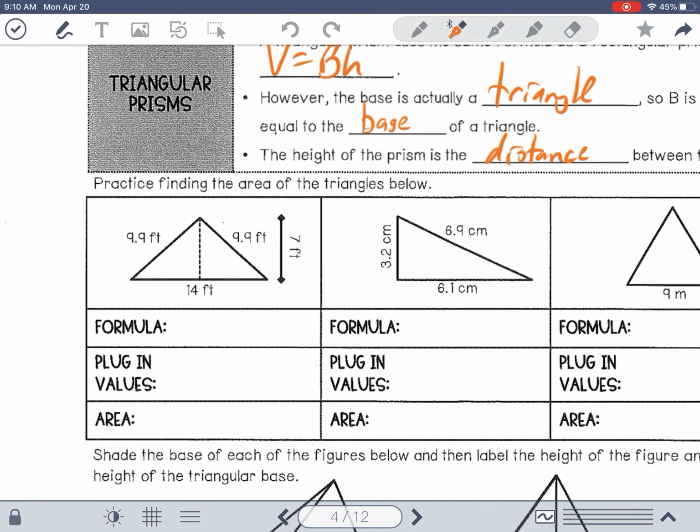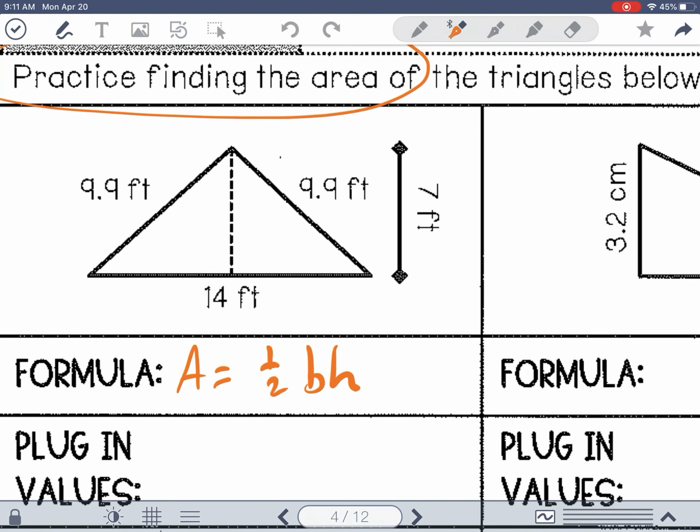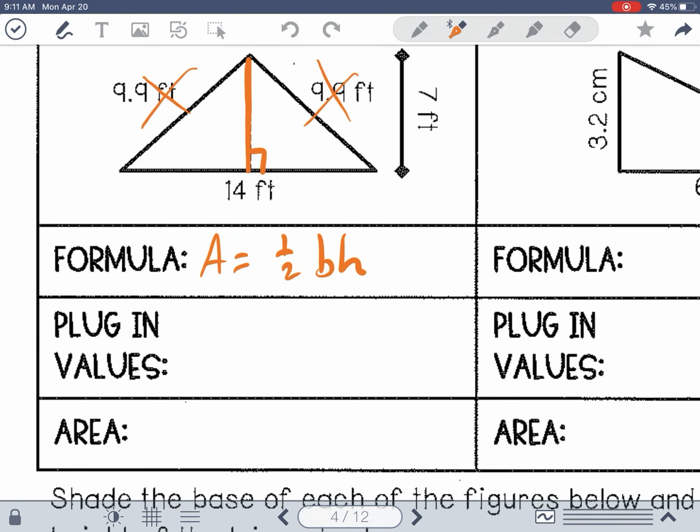So when we're solving these problems, we have volume. Oh, excuse me, I've jumped ahead of myself. We're going to practice finding the area. So the area is 1/2 base times height. Remember, the height always creates a right angle. So this is not, and this is not.